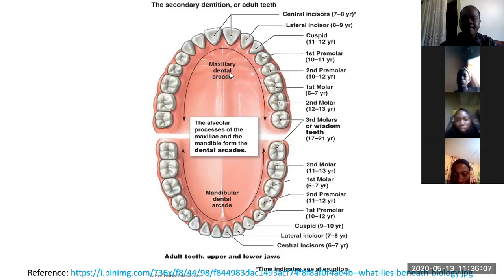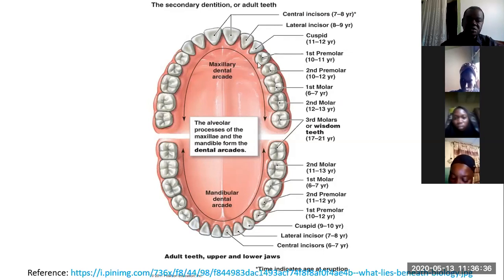So upper maxillary, lower mandibular. So the upper and lower together, when they close, we have what you call occlusion. And once they are in working relationship, we call that a dynamic occlusion. And in dynamic occlusion, you chew, you move your mouth, you do a lot of things. That is about teeth in the mouth.